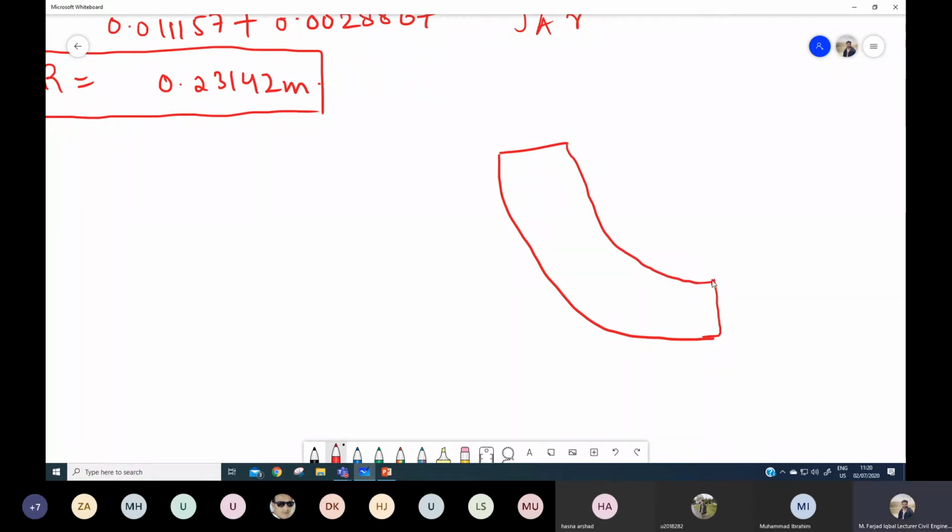So this is the cross section, this is point A, this is point B. We were supposed to calculate the maximum stresses, so we will calculate at two extreme points and see which one is the maximum. The distance of point A with respect to the centroid is, I guess, 0.2. Let's see from the figure.